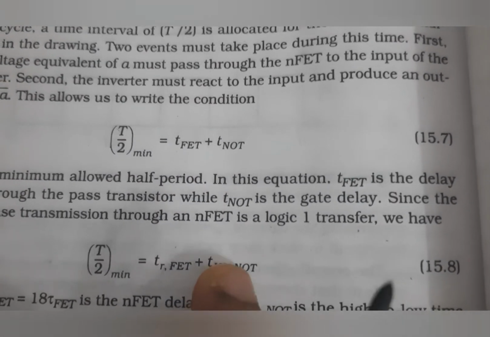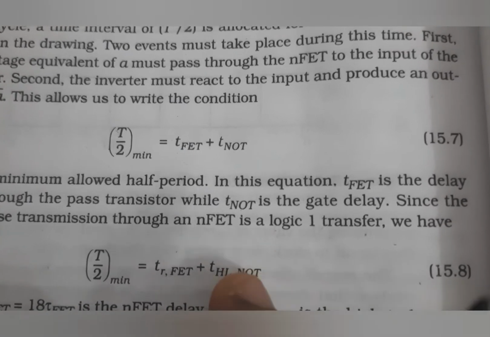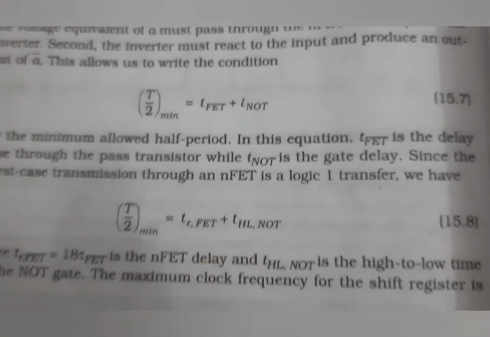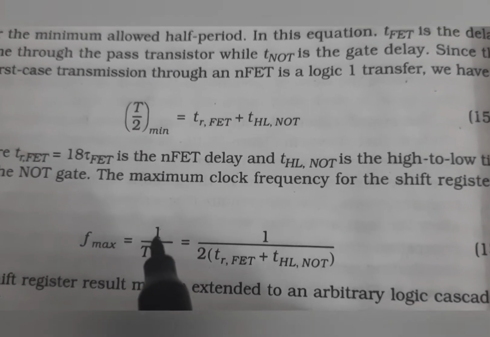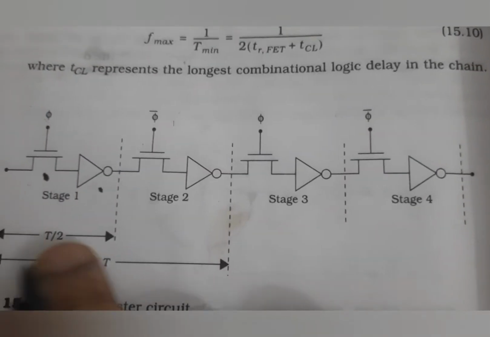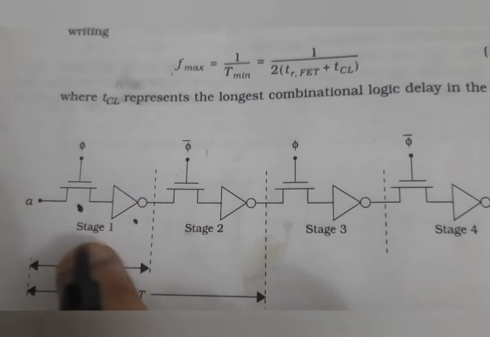If you have combinational logic, meaning instead of this NOT we have a combinational logic, that logic delay we have to mention here. So the maximum frequency depends on 1 divided by T min, that means the entire time period. So in the entire clock cycle it performs these 2 operations.